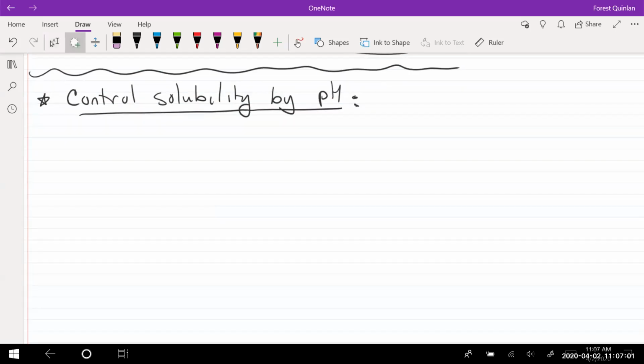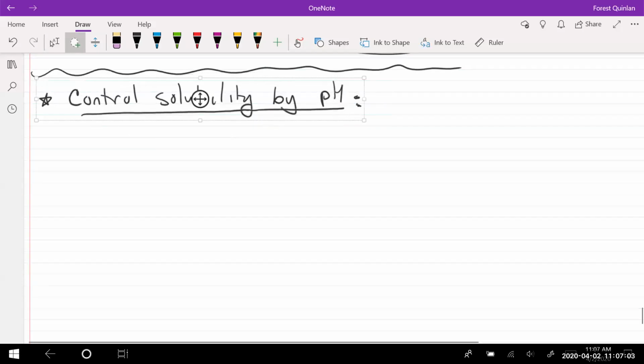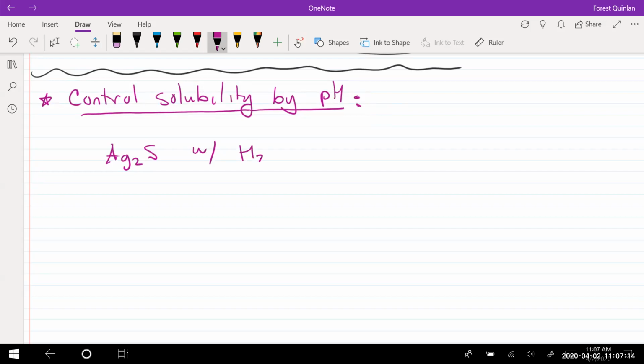So let's talk about some pH-controlled solubility. What I'm going to look at is silver sulfide with hydrogen sulfide.